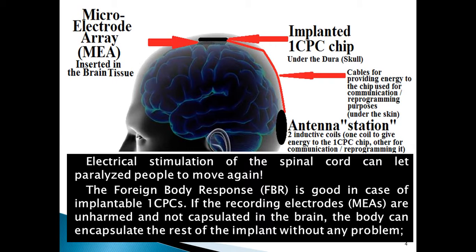Electrical stimulation of the spinal cord can let paralyzed people move again. The foreign body response, FBR, is good in case of implantable 1CPCs. If the recording electrodes, MEAs, are unharmed and not encapsulated in the brain, the body can encapsulate the rest of the implant without any problems.